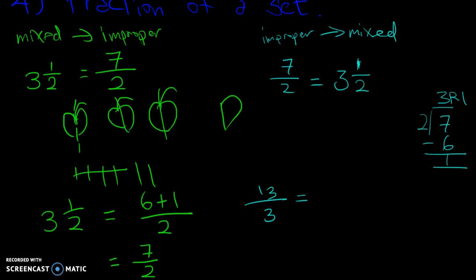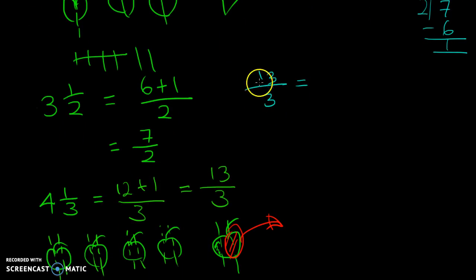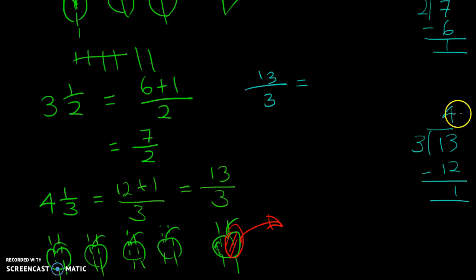And finally, in the last example, 13 out of 3, what do I do? I simply take 13 divided by 3, and the closest number I can get is 12. So 4 multiplied by 3 gives me 12, and I have a remainder of 1. So I have 4 wholes and 1 remaining part, out of 3.